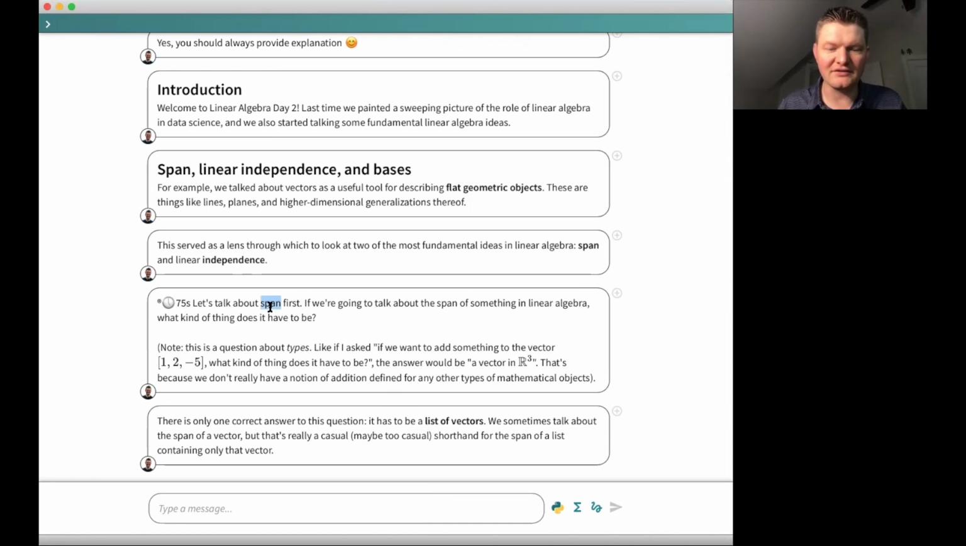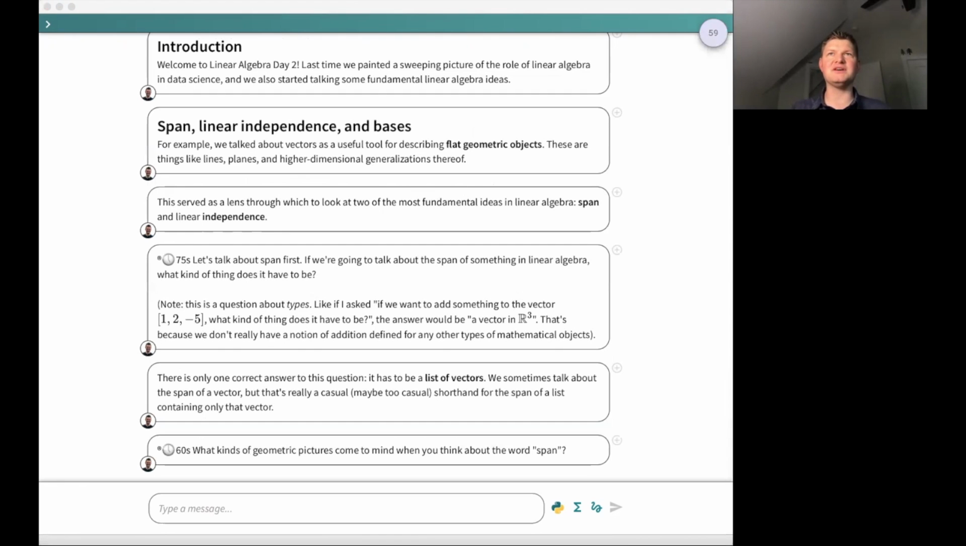You can think of span as a function that maps the set of lists of vectors. So the kind of input that it can take is only a list of vectors. And as an output, it gives a vector space, a set spanned by those particular vectors that it was given. Okay, what kind of geometric pictures come to mind when you think about the word span?